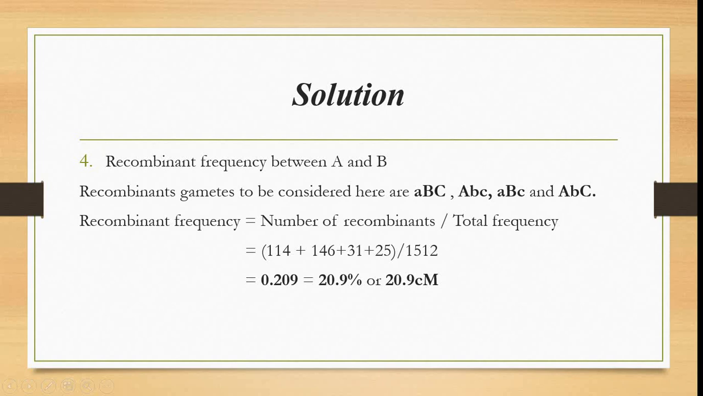Usually, the linkage distance is measured in centimorgan, or cM. It's not centimeters, it's actually centimorgan. So that gives us 20.9 centimorgan. You can leave your answer in percentage, but the appropriate unit is centimorgan.